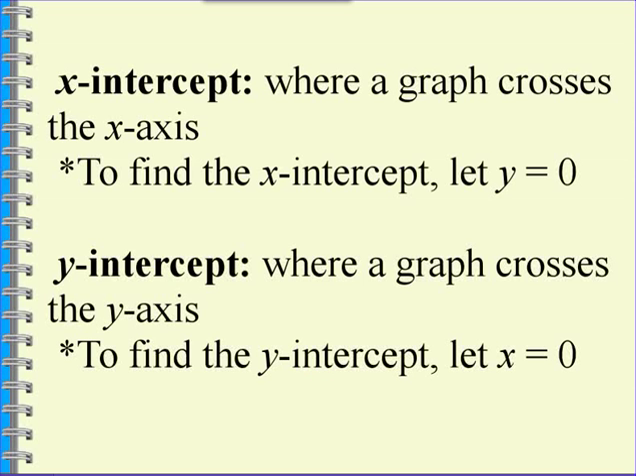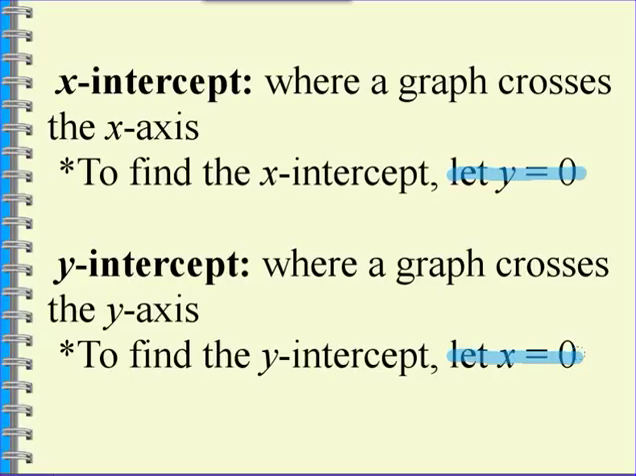So, last thing we're going to talk about are intercepts, and this is what we're going to graph, and these are fairly easy. Okay, the x-intercept, and this is something that you already should know. It's where a graph crosses the x-axis. The biggest thing you need to take from here, if you want to find the x-intercept, you need to let y equal 0. So it's opposite. To find x-intercept, you let y equal 0. Now y-intercept is where the graph crosses the y-axis. To find the y-intercept, we're going to let x equal 0.